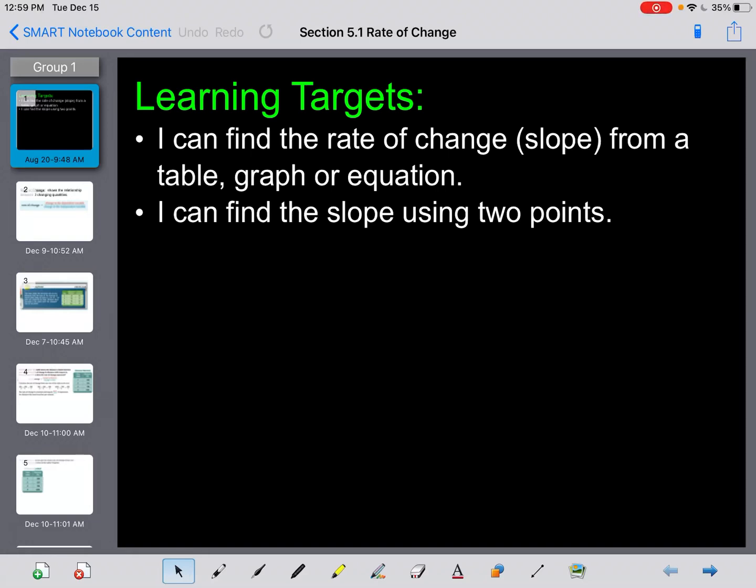Chapter 5, Section 1 is about rate of change. This has two parts, and by the end, you should be able to find the rate of change, which is also known as slope, from a table, a graph, or an equation. And you should be able to find the slope using 2 points.